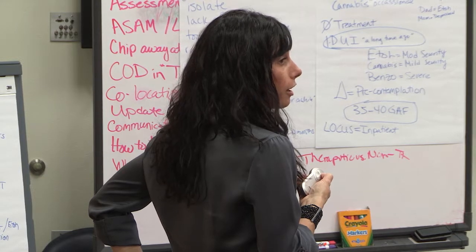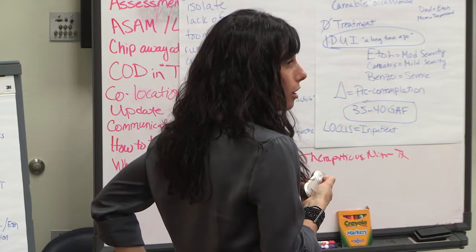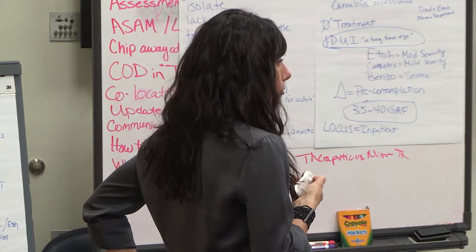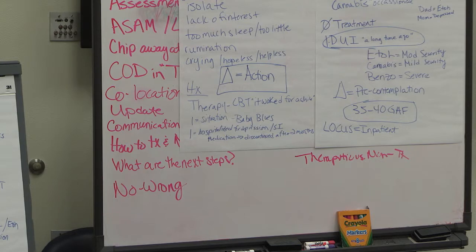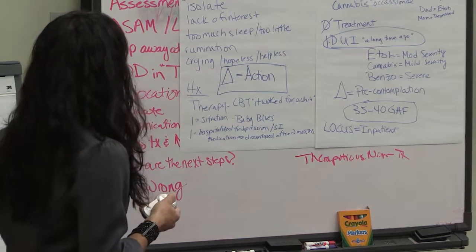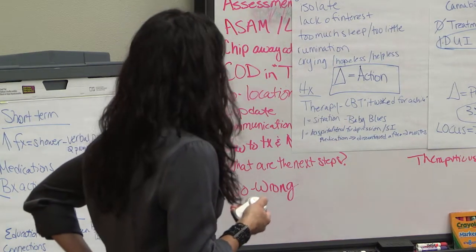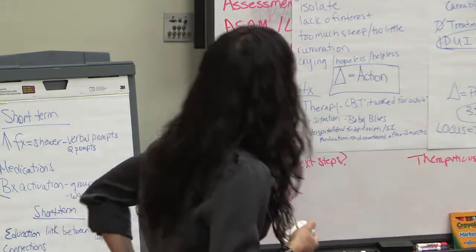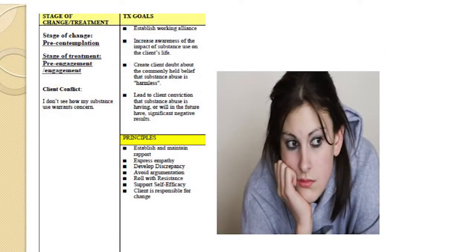We're starting at the very beginning, the basics, because we need to just get them engaged before we can have meaningful discussion with them. Increase awareness of the impact of substance use on a client's life. We're going to start helping them make some connections. Create client doubt about the commonly held belief that substance abuse is harmless. Lead to the client's conviction that substance abuse is having or will have in the future significant negative results.